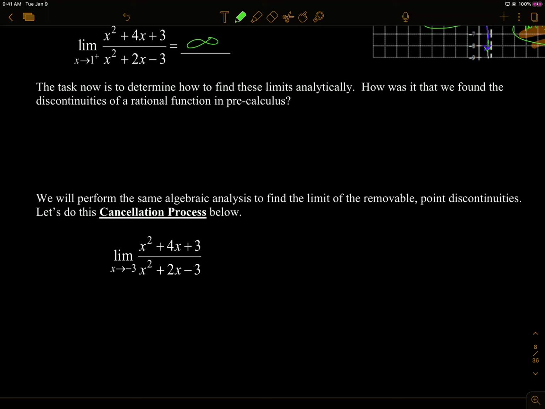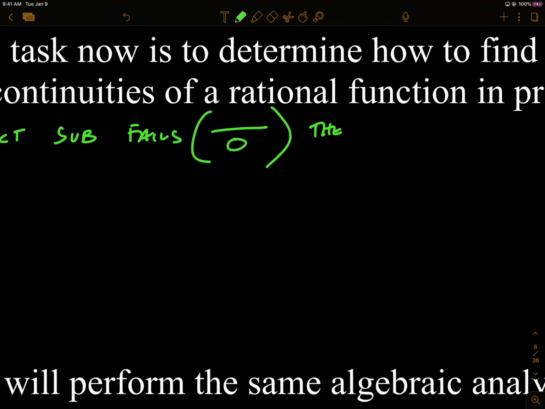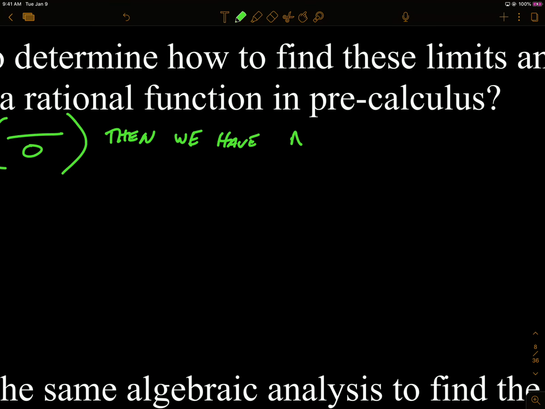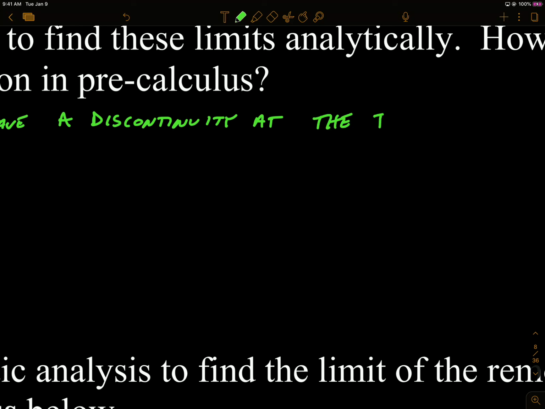So we're always going to try direct substitution first, and it will fail. So what does that mean? I'm going to zoom in a little bit. I need some real estate here. If direct substitution fails, that means we would have gotten divided by 0, I'll put it in parentheses, then we have a discontinuity at the target value.